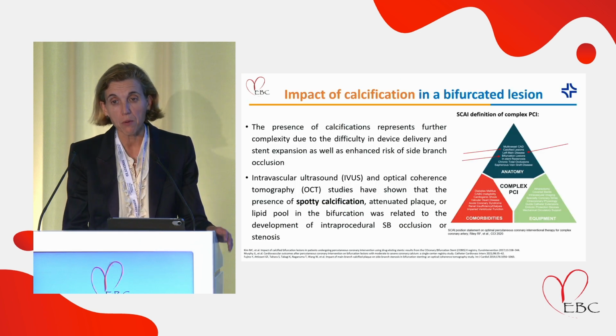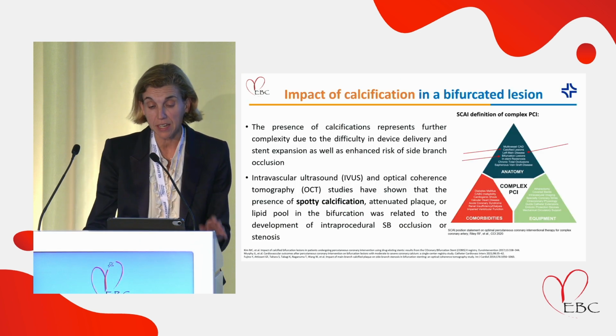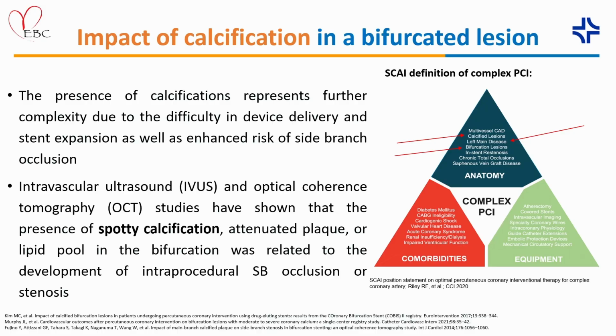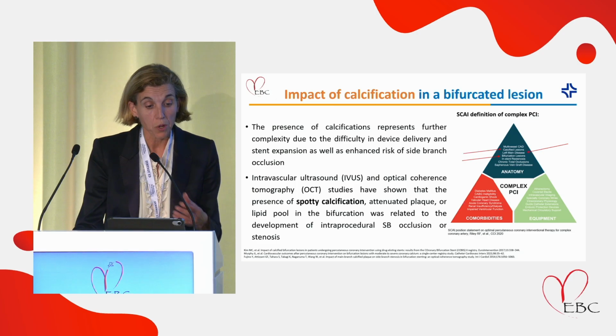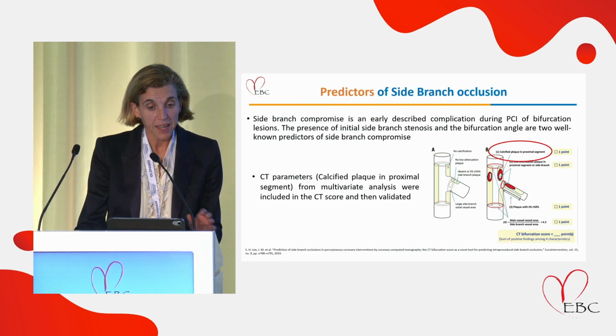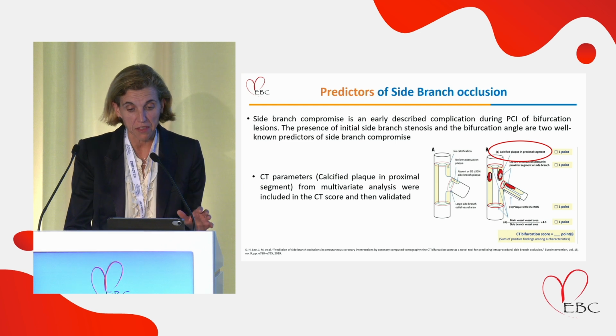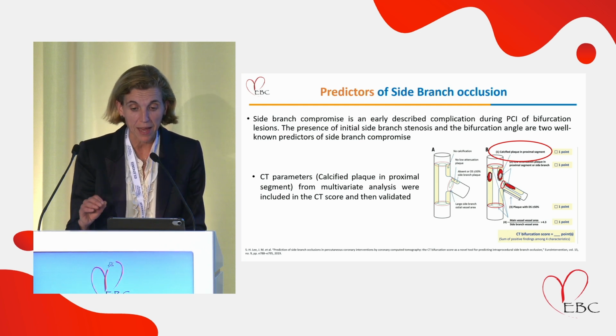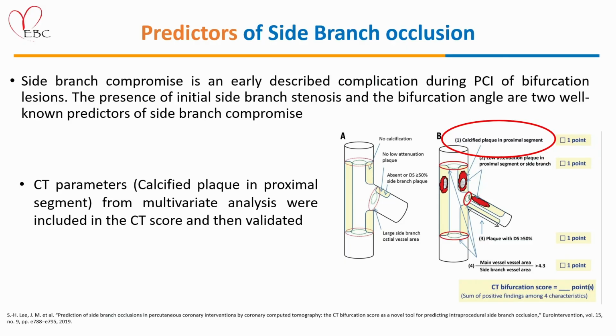When we talk about bifurcation lesions and the impact of calcification, we add two complexities: one is calcification, and separately, one is the bifurcation lesion. From intravascular imaging studies, we know that spotty calcification is a predictor of side branch occlusion. So we need to prepare this plaque very well before implanting the stent. In this CT trial, they found similar things: calcified plaque in the proximal segment of the bifurcation was a predictor of side branch occlusion.